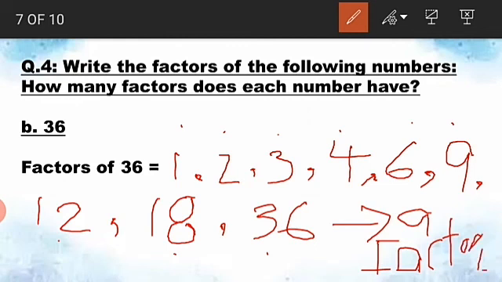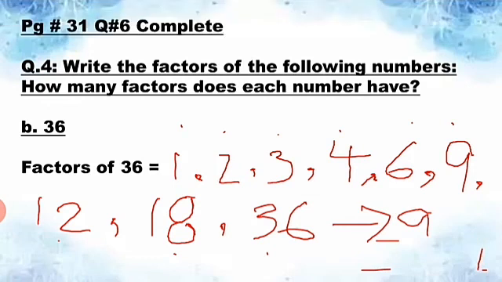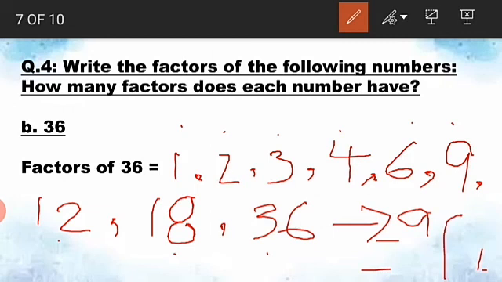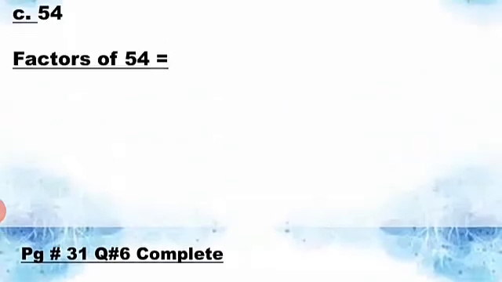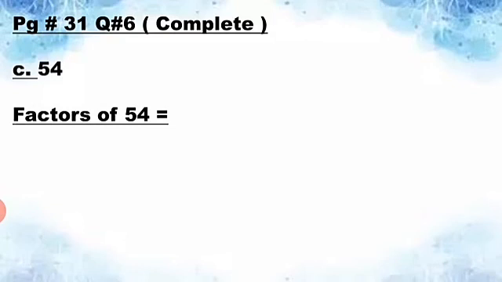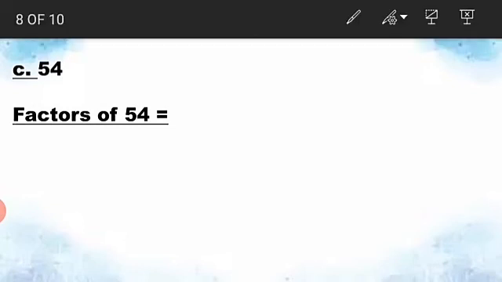You can also write just F. 9 factors. Similarly, part C will be done like we have done before.